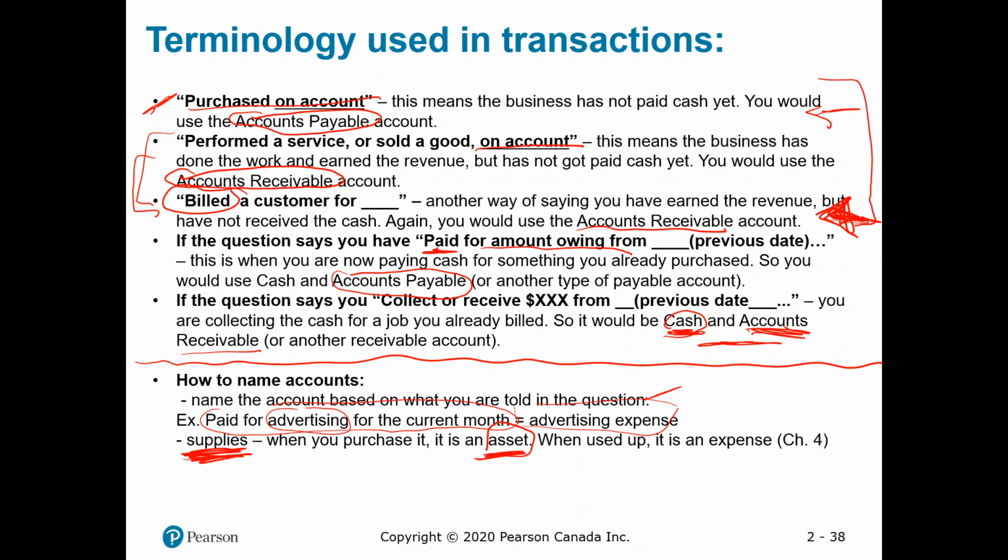But eventually you're going to use that supplies up. And when you do use it, that's when it becomes an expense. So at that point, it would become supplies expense. And we'll look at recording those adjustments in chapter 3. Sorry, this should be chapter 3. So next chapter. For now, when you see that you're purchasing supplies, it just goes into an account named supplies, which would be an asset.